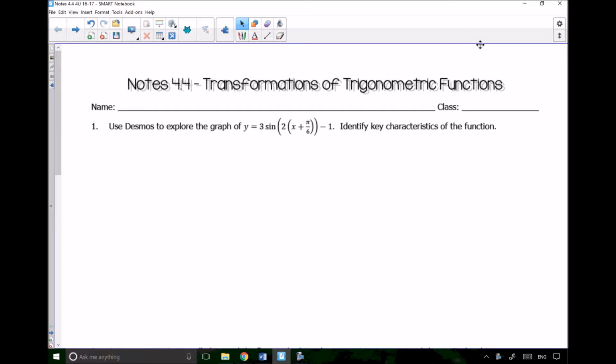Hello, notes 4.4 are on transformations of trigonometric functions. And the first question asks us to use Desmos to explore the graph of y equals 3 sine of 2 times x plus pi over 6 minus 1. And we're going to identify the characteristics of the function. So let's go ahead and do that.